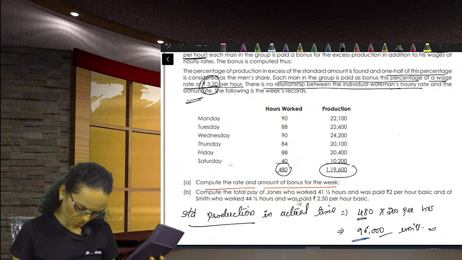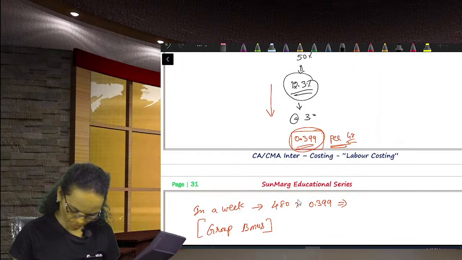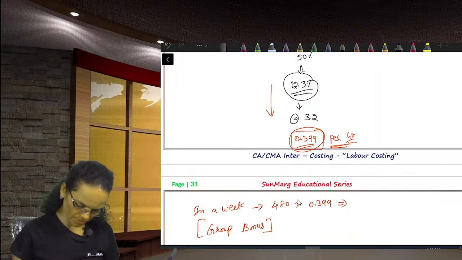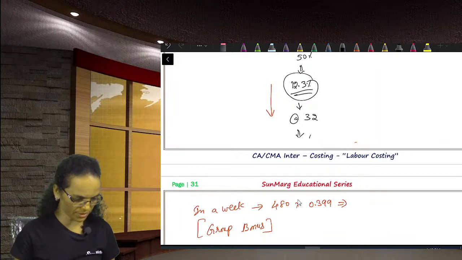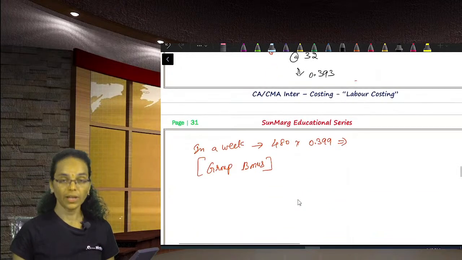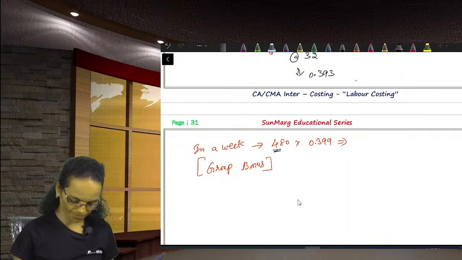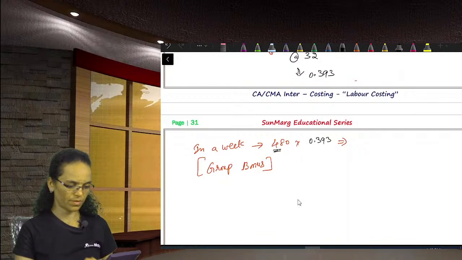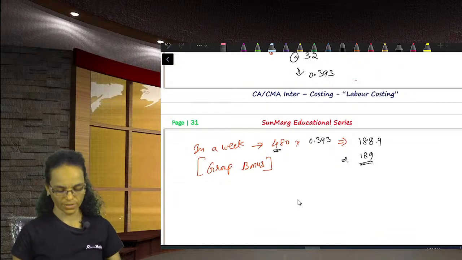Okay, this one: 3.2 into 12.3 percentage, that is 0.393 per hour bonus rate. Like this, they worked for 480 hours, which is nothing but 188.9. We can say 189 is the group bonus.